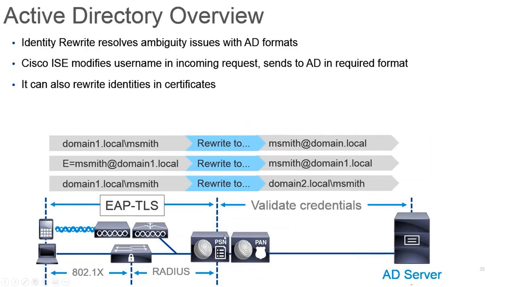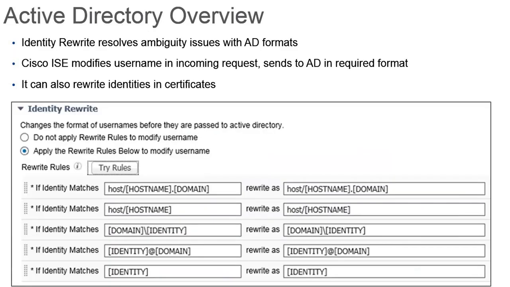Here you can see that ISE works on behalf of the user, so any request coming from a user who belongs to Active Directory can go to ISE. ISE will validate this with the external identity source. It can rewrite that format and communicate with the AD, and then the further authentication and authorization process will start after that. So ISE rewrite resolves ambiguity issues with AD format. Cisco ISE modifies the username in the incoming request sent to AD into the required format. It can also rewrite the identity in the certificate, and here you can see the snapshot.